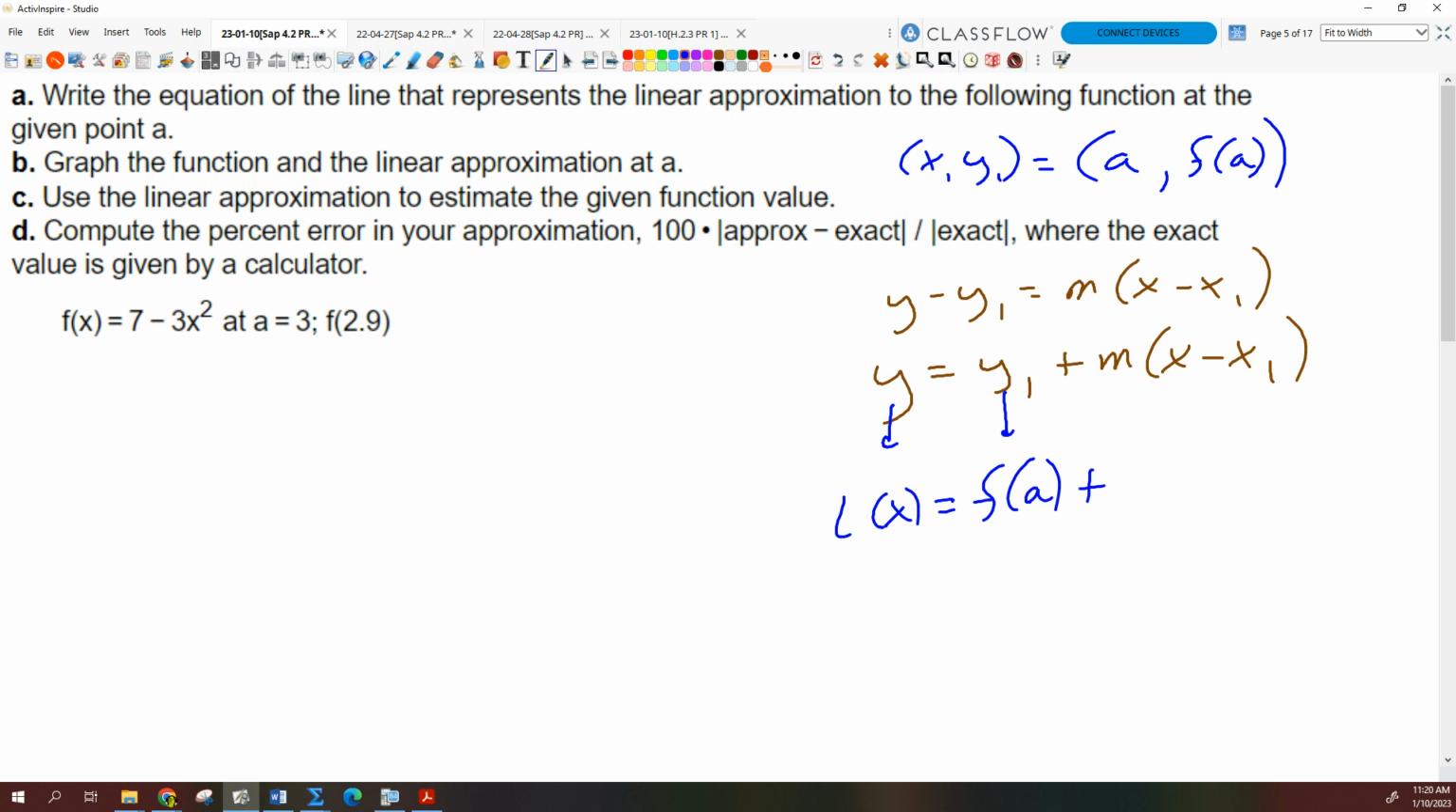Yeah, it's going to be the derivative of the function at the point of tangency, right? So that's just going to be f prime of a times x minus a, right? So that's how we get that equation. You can just derive it for yourself anytime you need to.